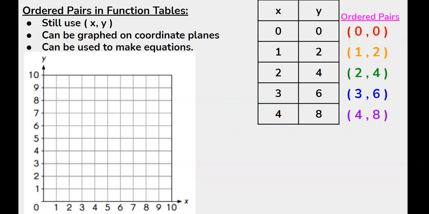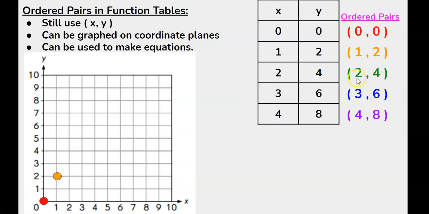So our first one is 0, 0. That means I'm going to start at the origin. I'm not going over any and I'm not going up any. I put a point right there. Our next ordered pair is 1, 2. So that means the first one is x, and that's how far over. I'm going to go over 1. The second number means y. How far up? Up 2.